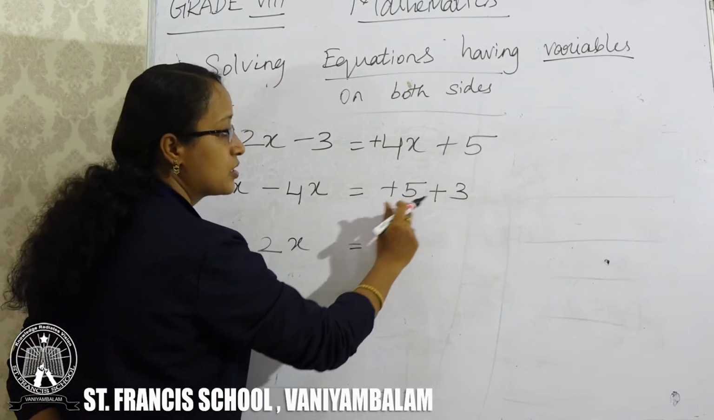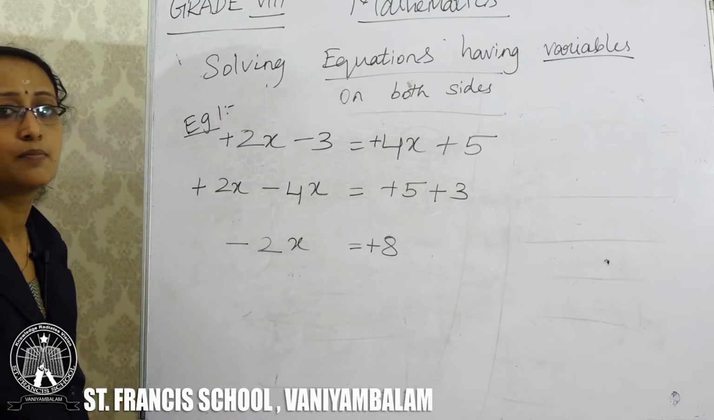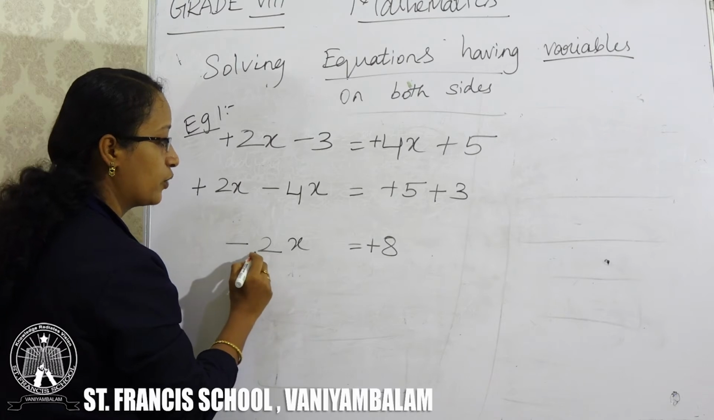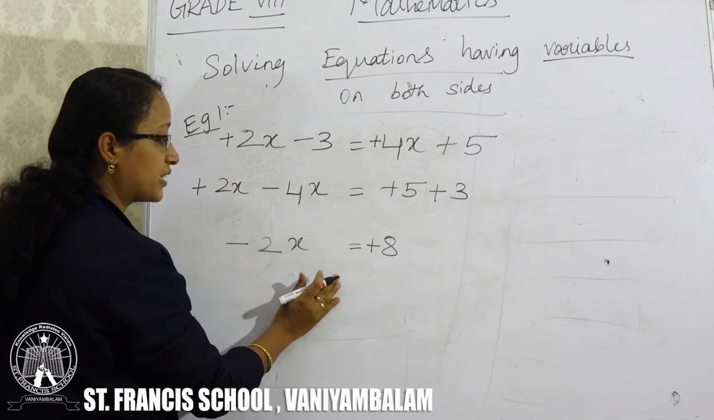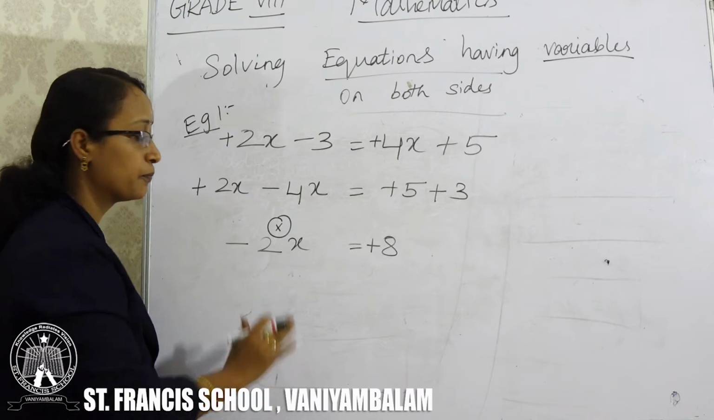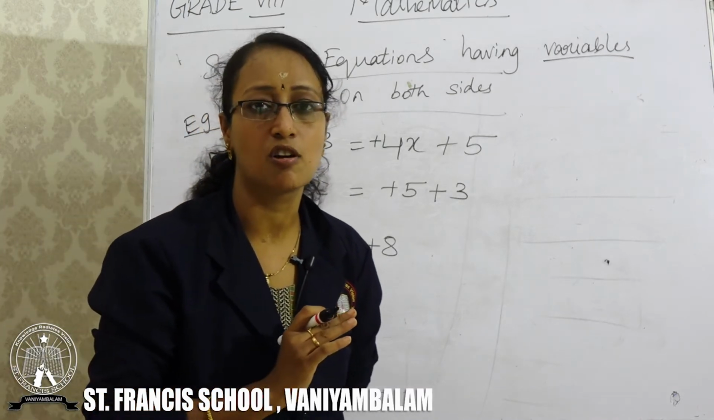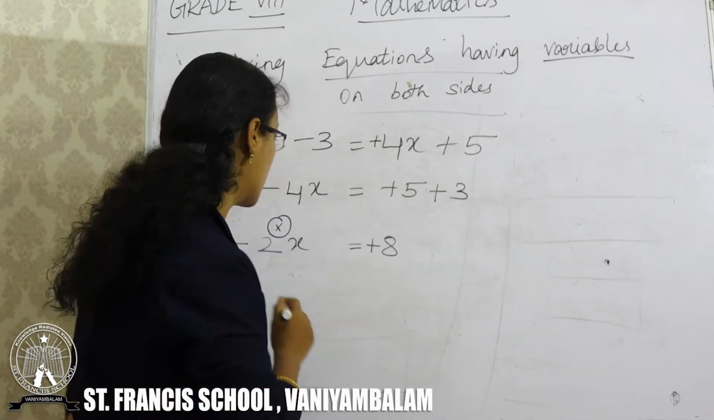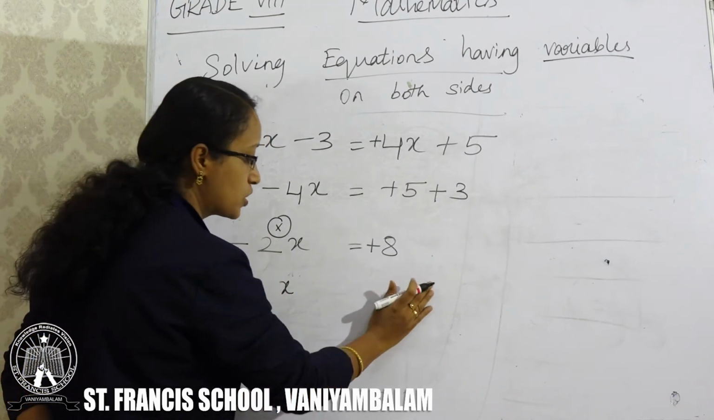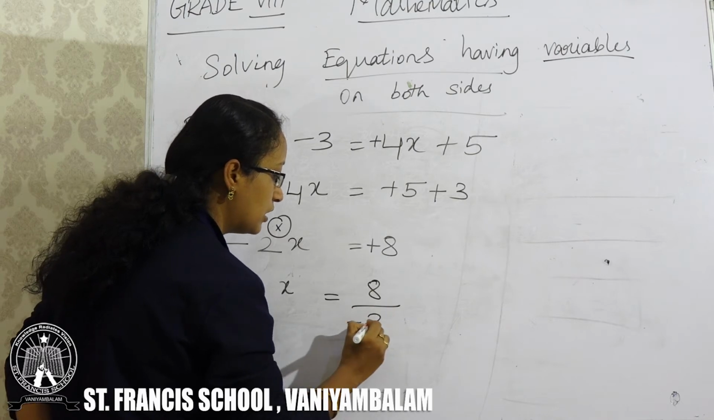Symbols are same, so add it and put the greater number symbol. Here the symbol for 5 is plus. Next, here you have minus 2. Just check, 2 and x is in multiplication. So, what is the inverse of multiplication? You know that inverse of multiplication is division. So, if it is in multiplication, when it goes to the another side, you will get division.